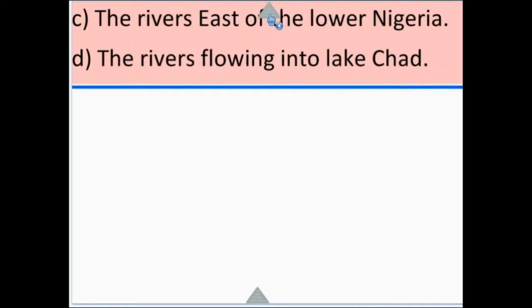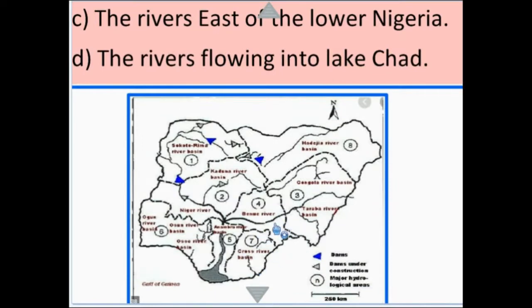Then furthermore, looking at the rivers east of the lower Niger, this is the lower Niger. The rivers east of the lower Niger have to do with Cross River and Anambra River. Yes, Anambra River and Cross River, they all rise from Udi Scarpland. Udi Scarpland has to do with this region.